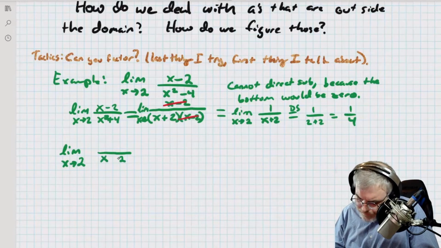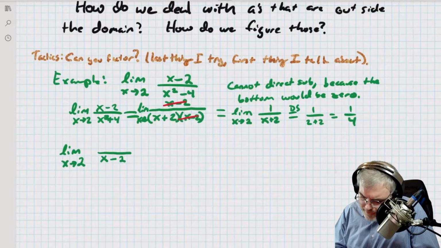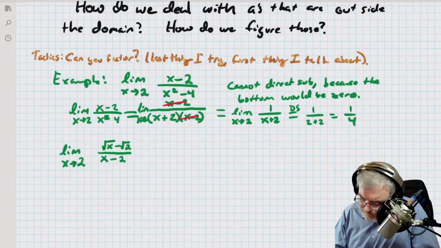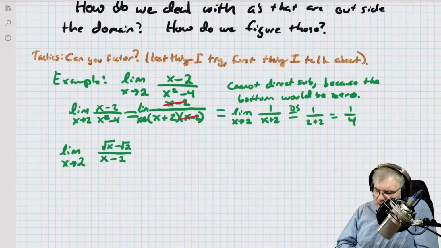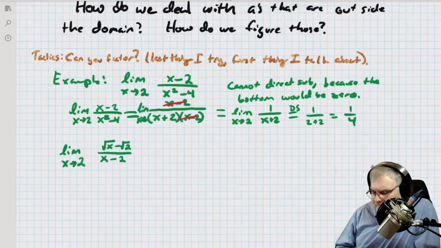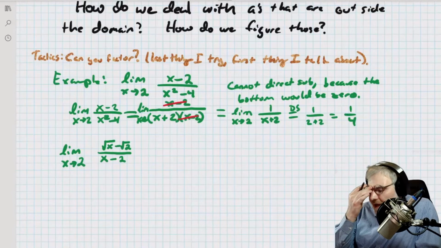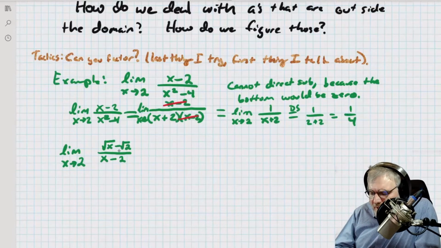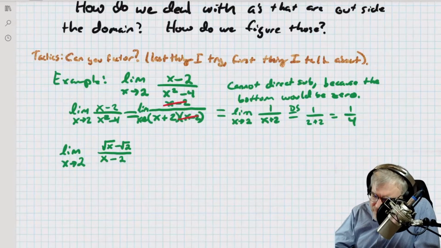x minus 2 on the bottom, and square root of x minus square root of 2 on the top. Oh, this should be, by the way, a minus there. All right. Well, how am I going to get at this? And the WebAssign answer is that you multiply both the top and the bottom by the square root of x minus the square root of 2. But this is actually a difference of squares.